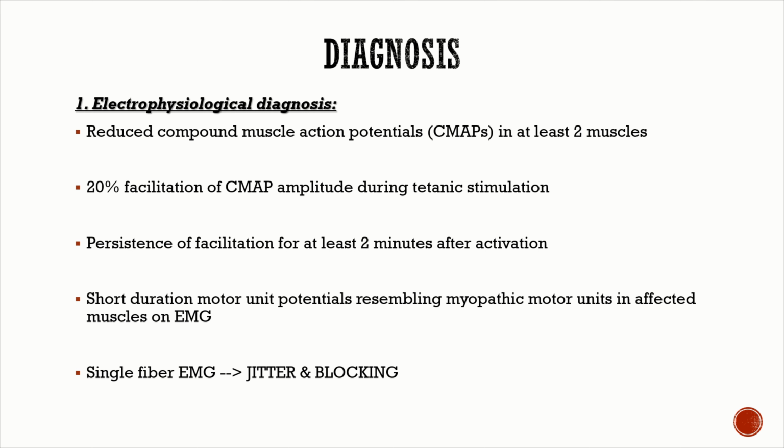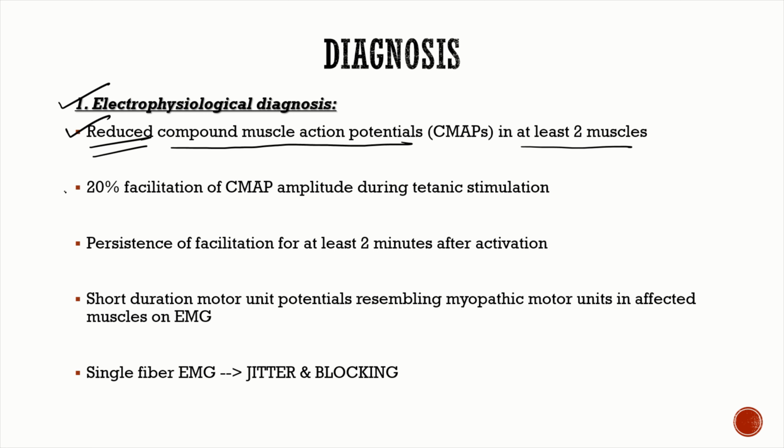Okay, so how are you going to diagnose botulism? So first, with electrophysiological means, you're going to see a reduced amplitude of your CMAPs. That is, the amplitude of compound muscle action potential is going to be reduced in at least 2 muscles.